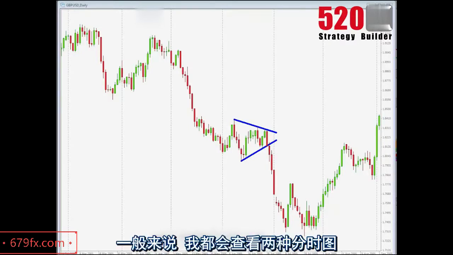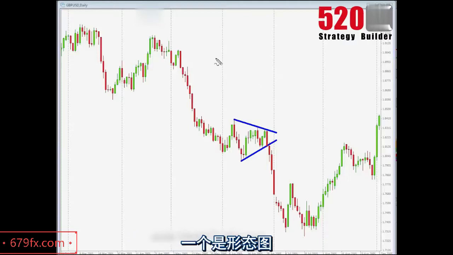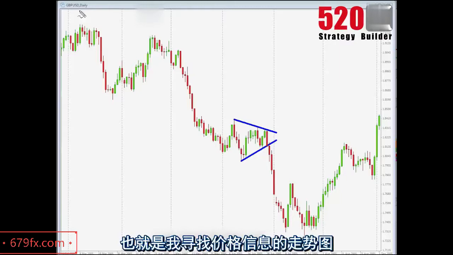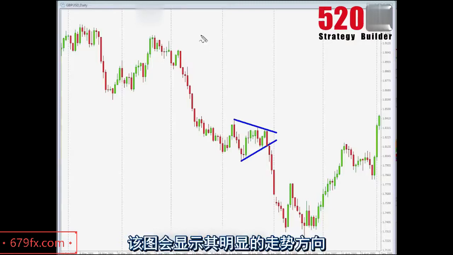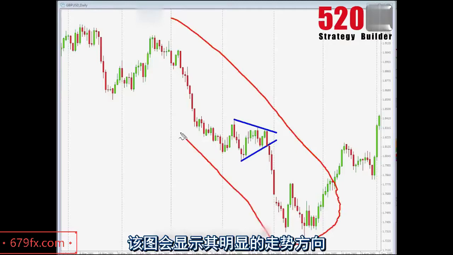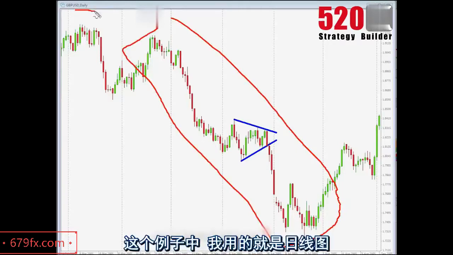As you guys know, I usually check two time frames. One is the time frame I call the setup chart, which is basically the time frame in which I spot the price formation. Okay, the chart in which the trend clearly shows itself. In this case it is the daily chart.